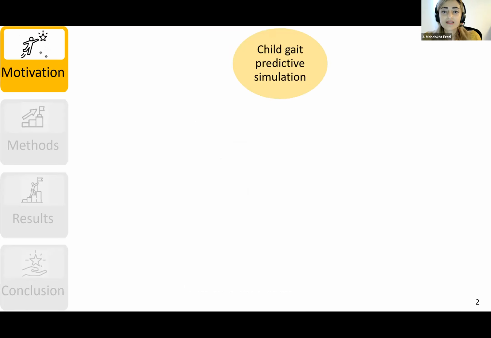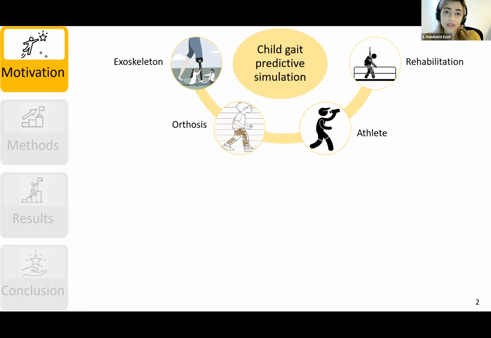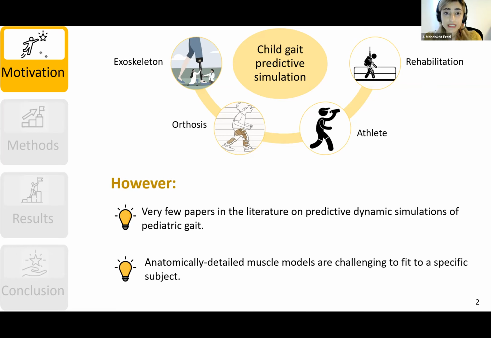As you may know, we need child gait predictive simulation since it can benefit wearable robotic system design, orthosis design and tuning, athletic training, and rehabilitation. However, to the best of our knowledge, there are very few papers in the literature on predictive dynamic simulations of pediatric gait. In addition, most of the recent predictive gait simulations have used anatomically detailed muscle models that are challenging to fit to a specific subject. These two motivations inspired us to do this project.